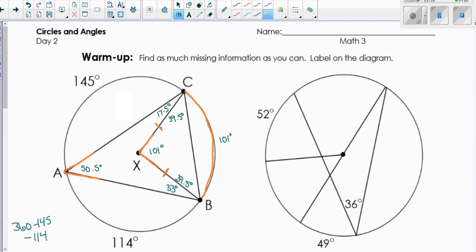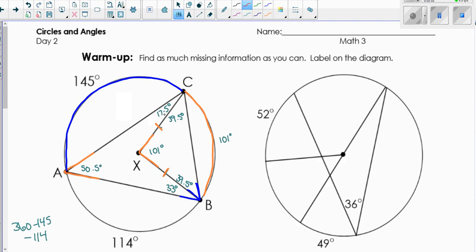Okay, and then these two angles, this 33 and 17.5, are actually really tough to get. So nice job if you got those. What you would have to do is you would have to see that this angle right here is an inscribed angle for this arc. So if this arc is 145, half of 145 is 72.5, and you already have this angle right here, so you subtract 39.5 from 72.5 and you get 33.